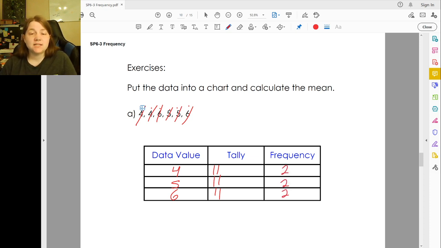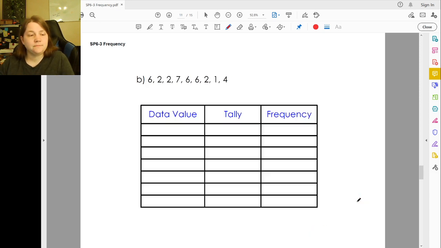So what that means is that if I wanted to find the mean, 4 times 2 is 8, 5 times 2 is 10, 6 times 2 is 12. Add those numbers up, 8, 9, 10. That gets me 30. 1, 2, 3, 4, 5, 6 total. 30 divided by 6 is 5. The mean would be 5.